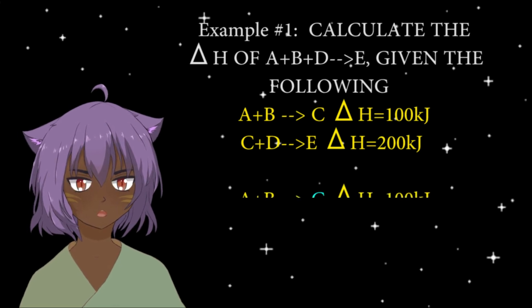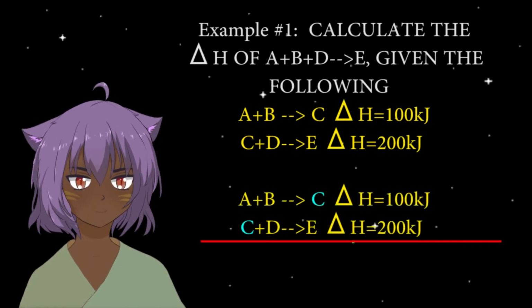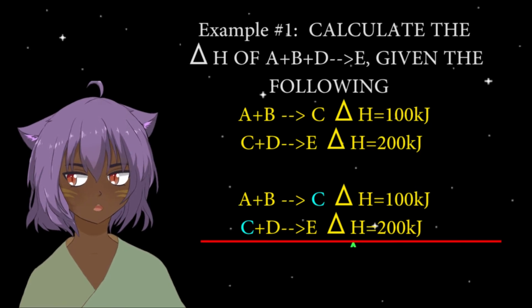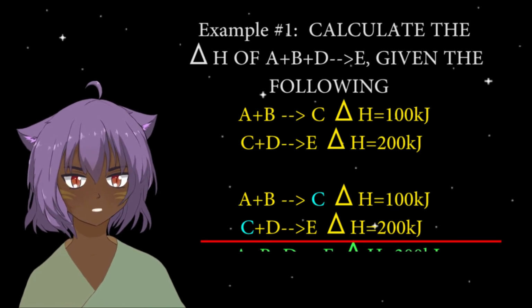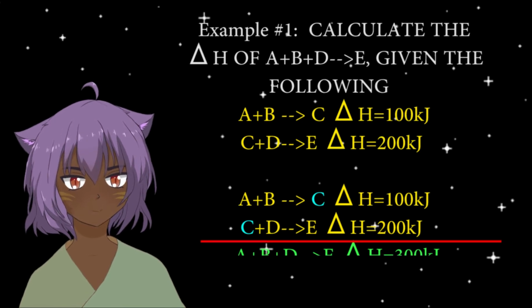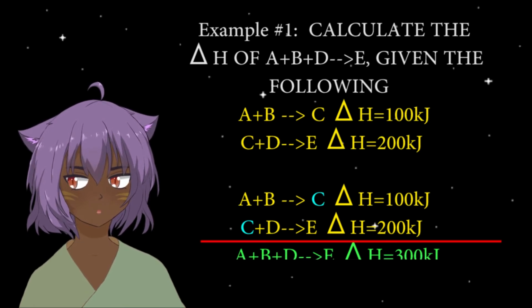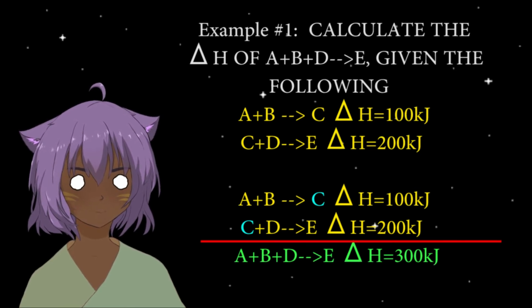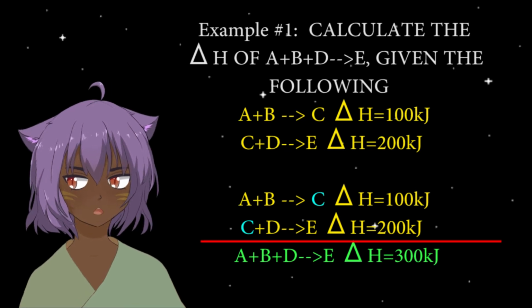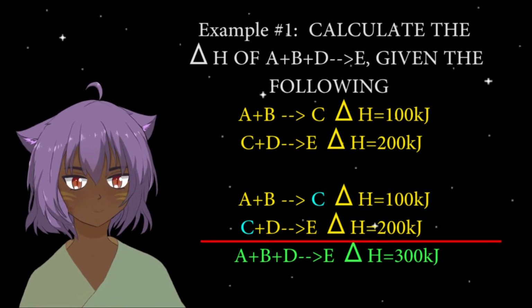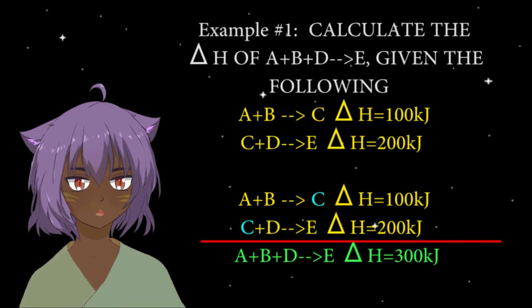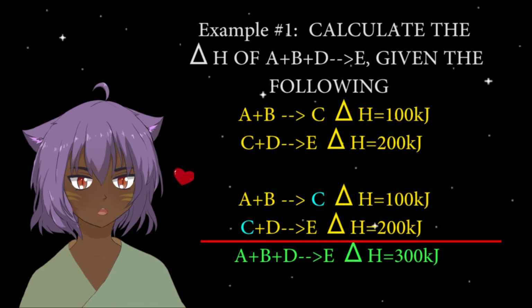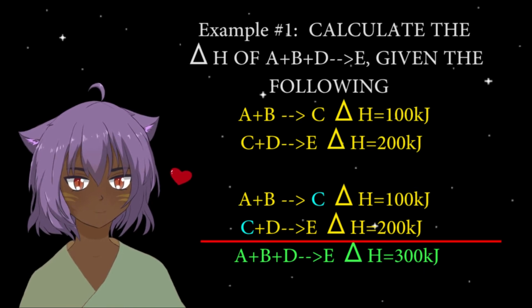Here you can see that the first equation contains C on the product side, while in the second equation, the C is on the reactant side. They can both be added, which will remove C. So A plus B plus D yields E. To get the final enthalpy, you just need to add the enthalpy of equation 1 and equation 2, which yields 300 kilojoules. So the final answer is A plus B plus D yields E with a final enthalpy of 300 kilojoules.